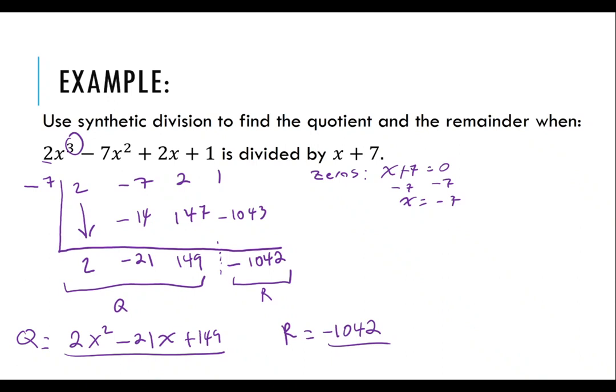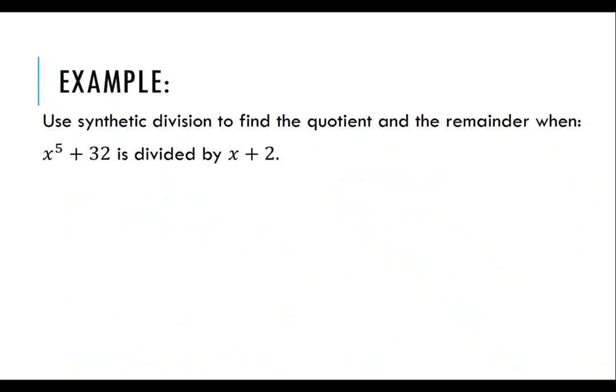And this is what synthetic division is good for. It's for working very quickly. But once again, it only works if our divisor is linear. So now let's use synthetic division to find the quotient and the remainder when x to the 5th plus 32 is divided by x plus 2.